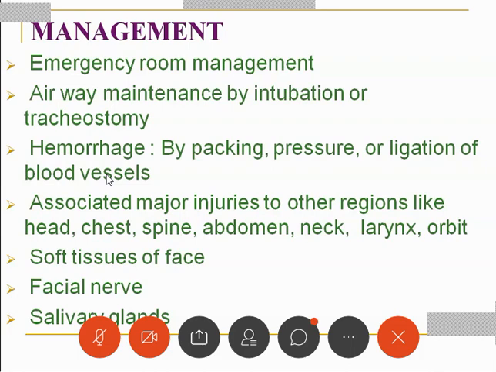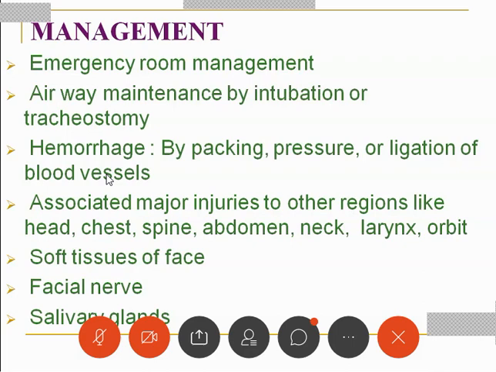Airway maintenance by intubation: if the patient's nose is so blocked and the mouth is also swollen up that the patient is not able to breathe through the nose and mouth, you go for intubation or tracheostomy. If severe bleeding from the nose occurs, control it by packing, pressure, and ligation of the blood vessel. Initially you have to apply pressure, then pack. Also look for associated major injuries to other regions like head, chest, spine, abdomen, neck, and larynx. This is the one common thing we do.